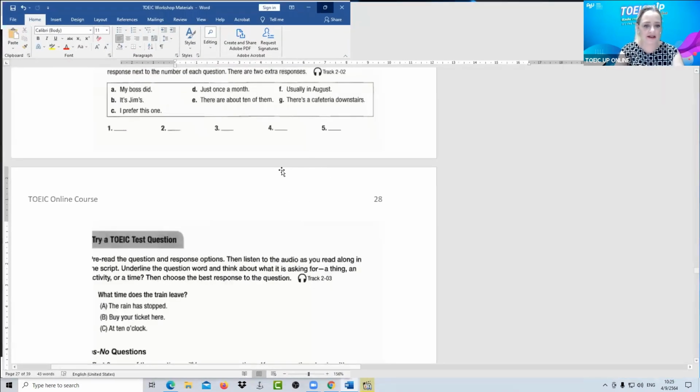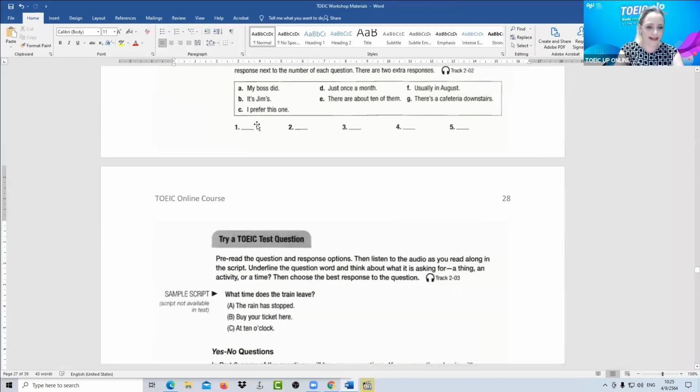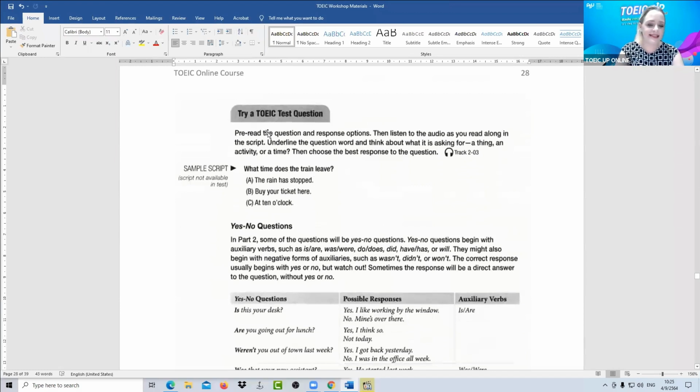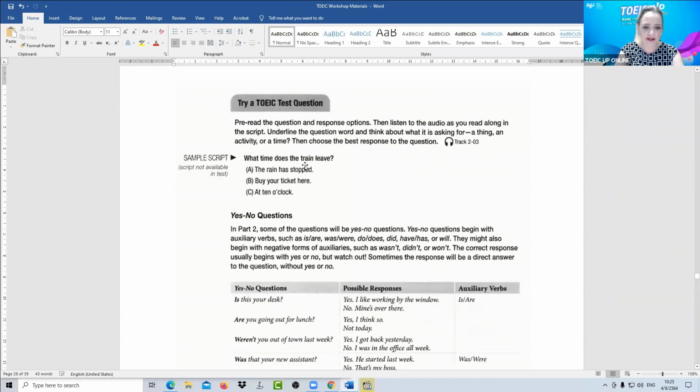Try a TOEIC question. So we're going to pre-read the question or response options. Remember, this is not in the test. You do not see the question and you do not see the responses. So it's all 100% listening. So we're going to pre-read the questions and response options, then listen to the audio, and then underline the question word and think about what it is asking for, a thing, activity, or a time. Then choose the best response.